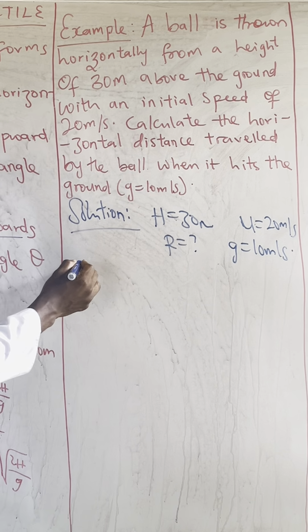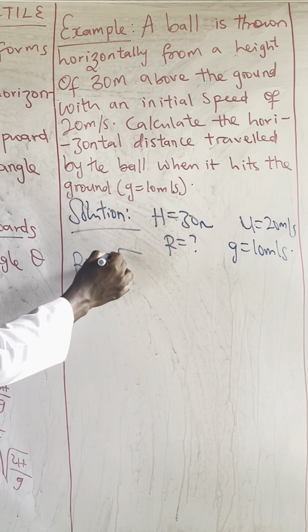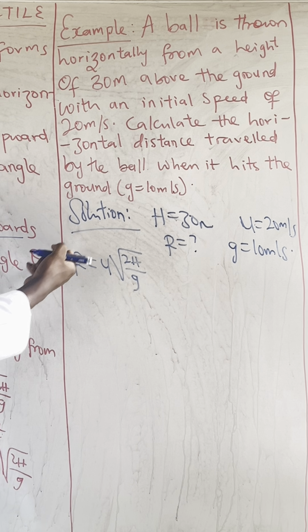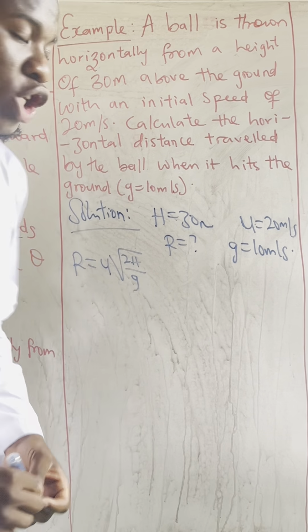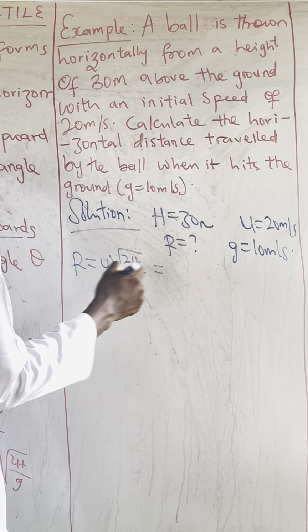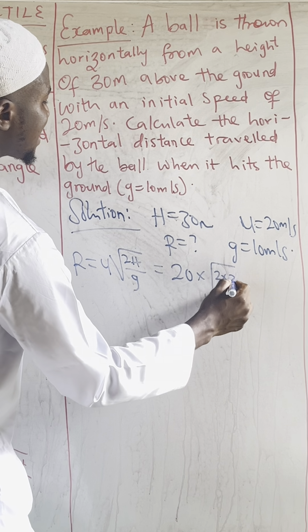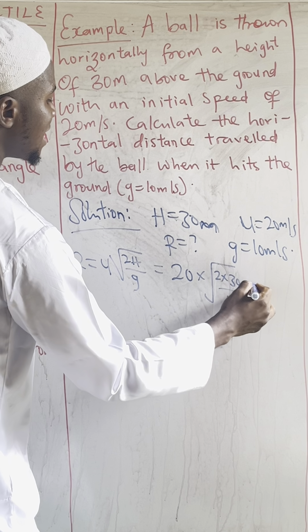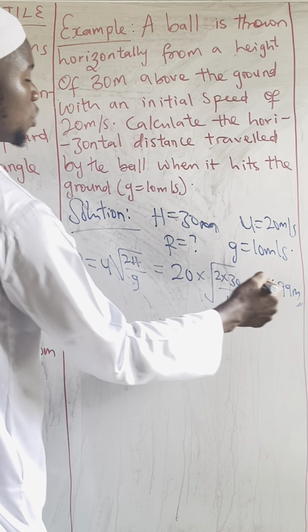Since we are looking for R, you will just remember the formula for R to be u square root of 2h over g. This is the formula for the horizontal distance. This R represents the horizontal distance traveled. Another name for the horizontal distance traveled is the range. So therefore, this is equal to 20 times square root of 2 times 30 all over 10. Then this should give us 48.99 meters if you do it correctly, guys.